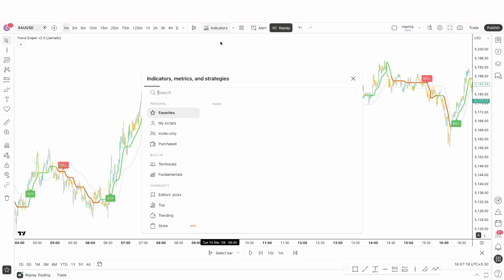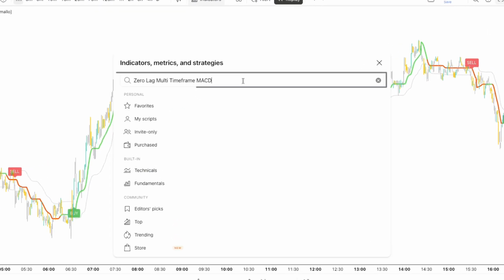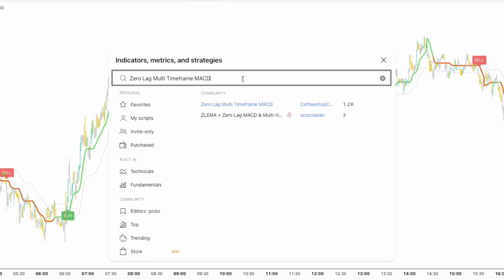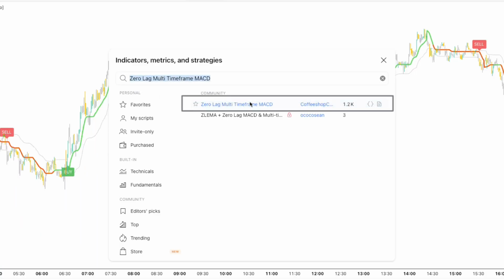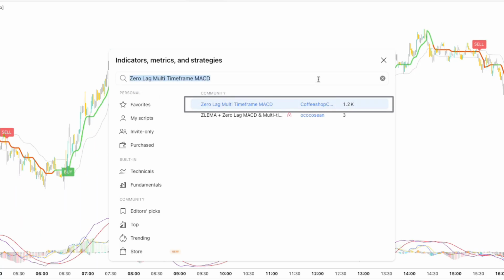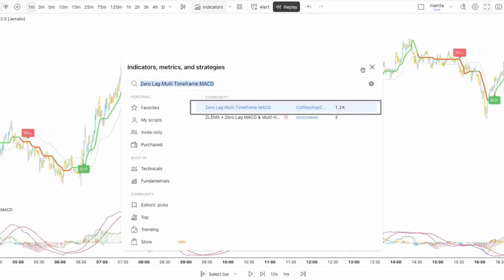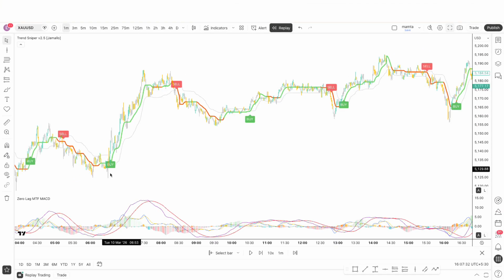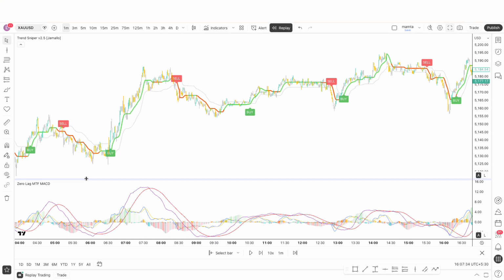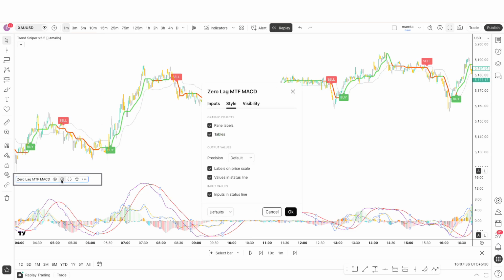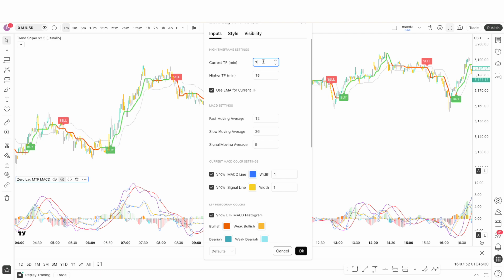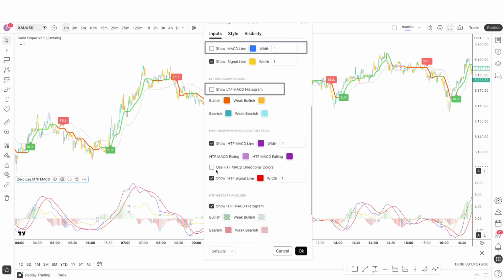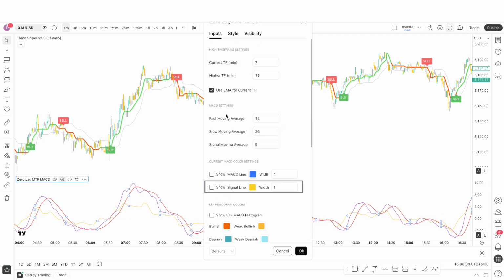Go to the Indicator Search tab, search for the Zero Lag Multi-Time Frame MACD indicator, and select this one called Zero Lag Multi-Time Frame MACD indicator, created by Coffee Shop C. Now let's access the settings of this indicator so we can modify it to suit our strategy. Change current TF from 5 to 7, and we have to keep these options hidden. Here everything is fine after that.